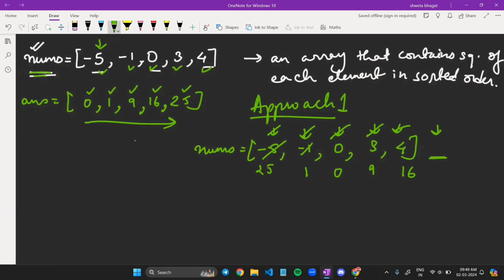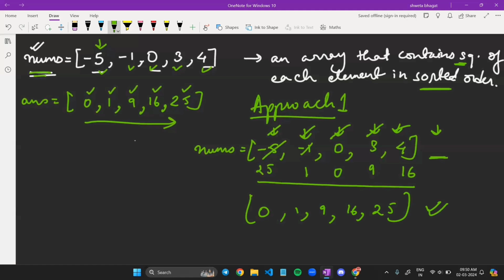Now we can see that we don't have any more elements. It means that we have found the square of each of the elements of nums. According to the question, we were supposed to first find the square and then sort it. So now that we have found the squares, we'll simply sort this. We'll get 0, 1, 9, 16, and 25. Correct? So this is our answer.